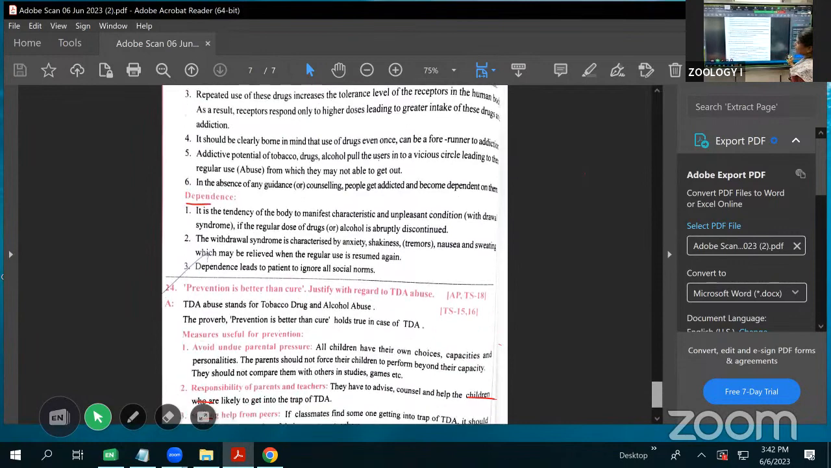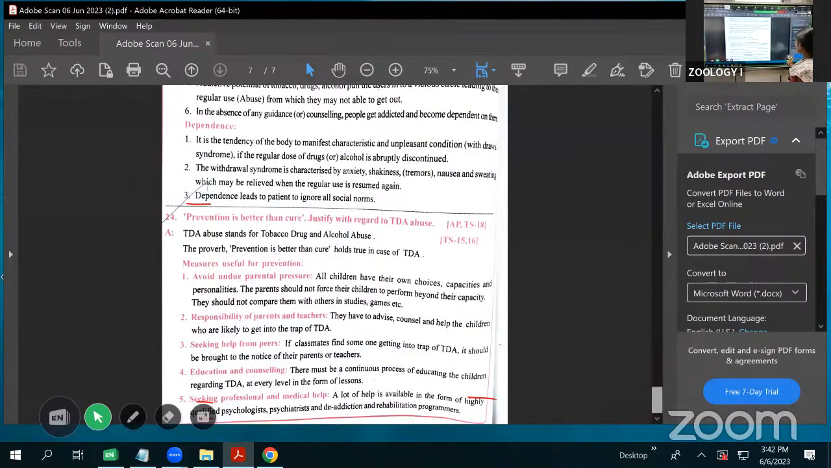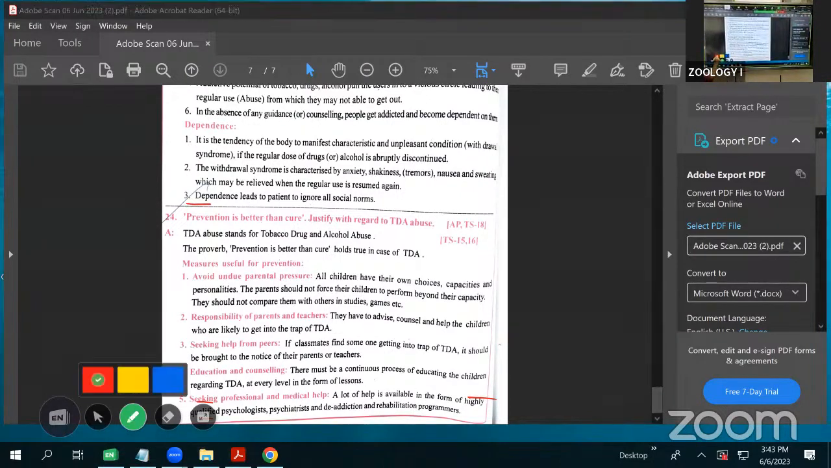Next, last one, important one. Prevention is better than cure. See, prevention is better than cure. It is a proverb, and it is true for TDA. Prevention is better than cure is one proverb. This holds true in TDA. In the case of TDA, clear how it is? See this one. TDA means tobacco, drug, alcohol abuse.